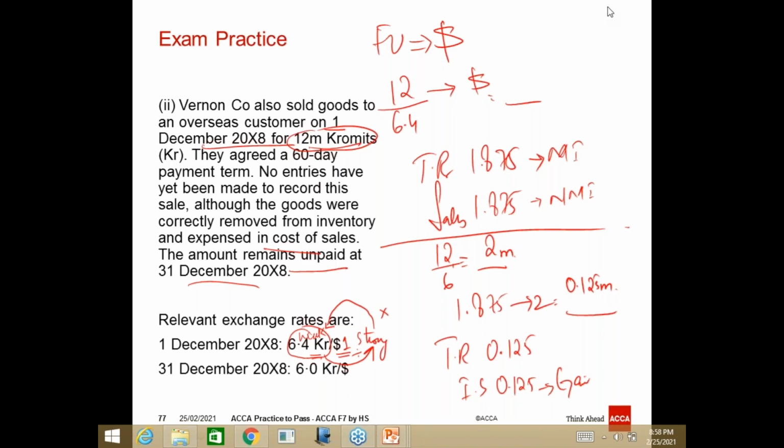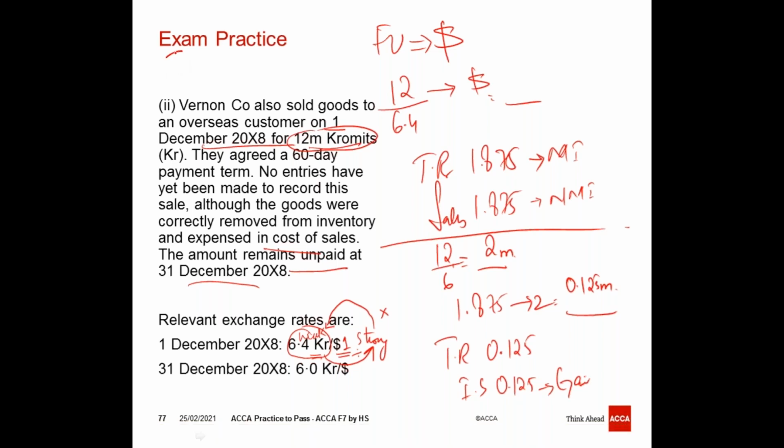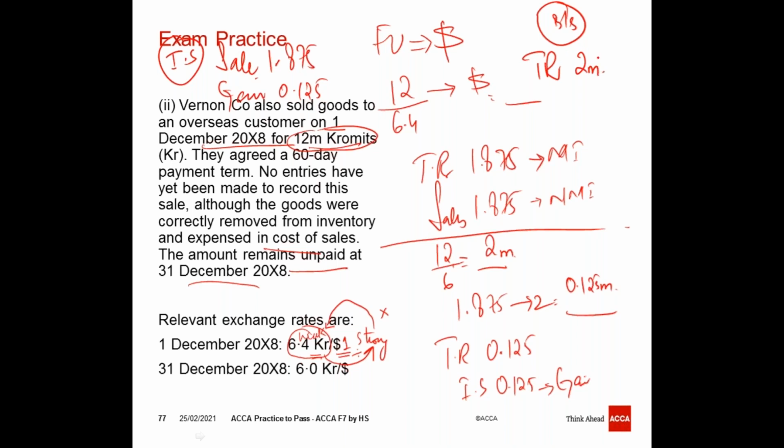Now, with respect to the income statement and balance sheet, as the question has clearly stated that nothing is recorded yet, in the income statement there will be a sale of 1.875 and a gain on the foreign currency of 0.125. And in the balance sheet, trade receivables will now be reported at 2 million. That's it.